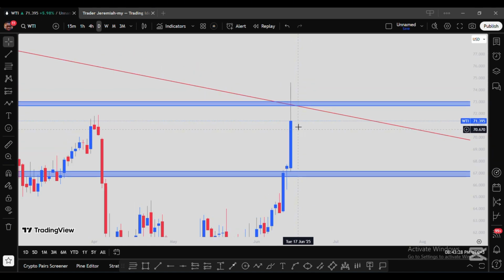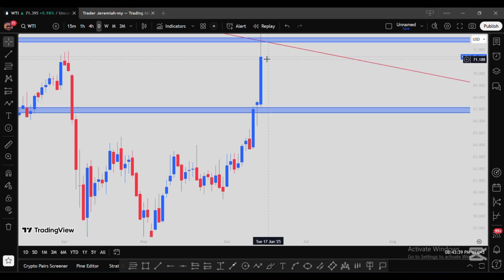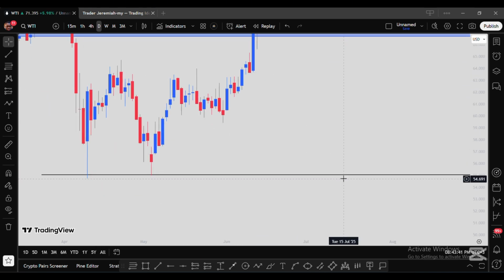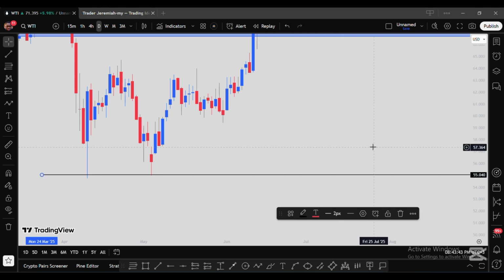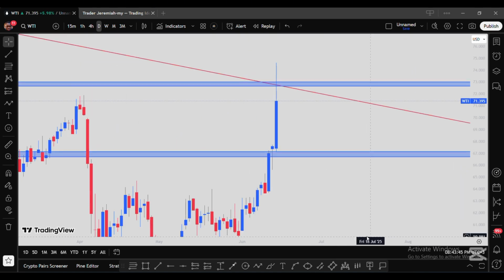I'm just waiting for a 4-hour candle to get rejected from this level. If I could see a bearish engulfing candle rejected from this level, I'll be looking to go into a sell trade from here. Then I'll be targeting around $55 per barrel. That's where I'll be targeting on crude oil.